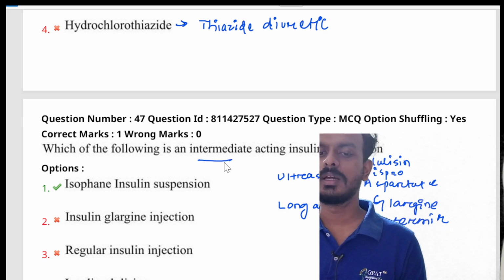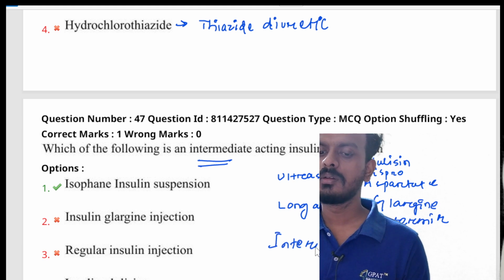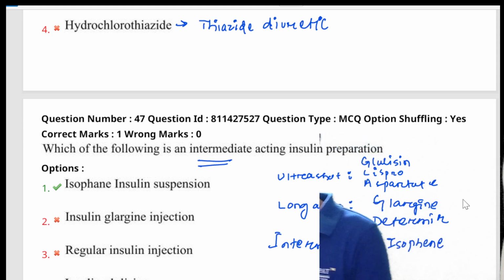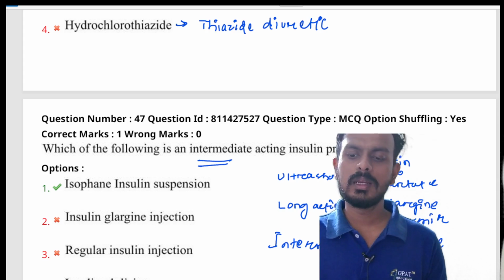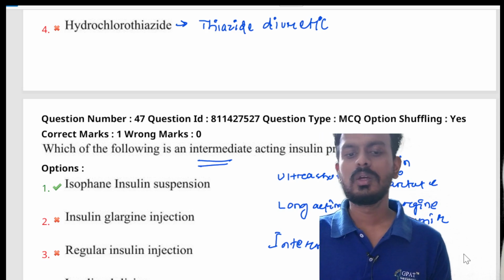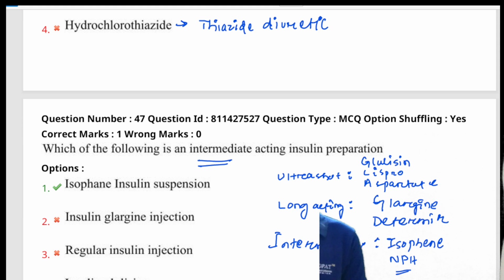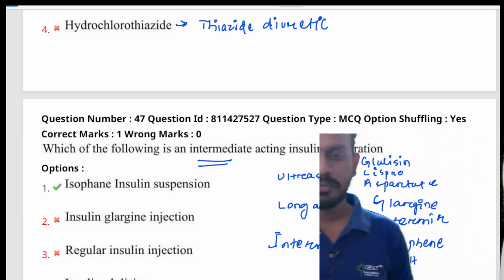This is about intermediate acting insulin. The intermediate acting insulin names are: one is your isophane insulin and another one is your NPH insulin. Okay, I hope all of you are understanding, and you can match it with the option you have chosen. You can check whether this option is correct or not. Okay, so let's move to the next question.